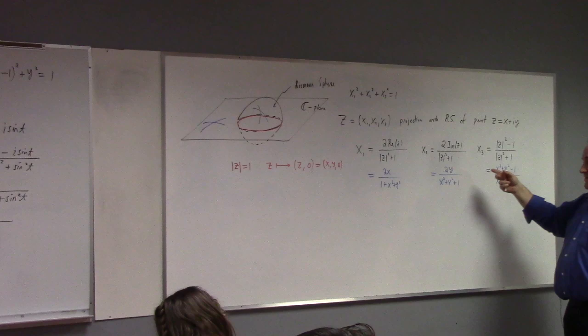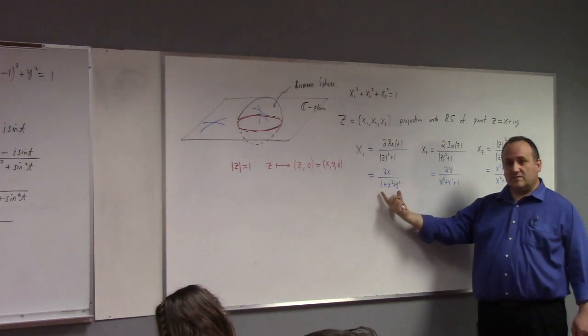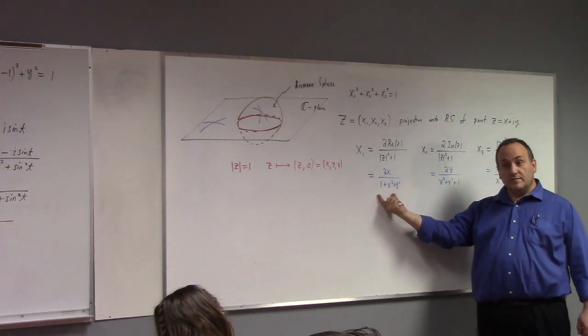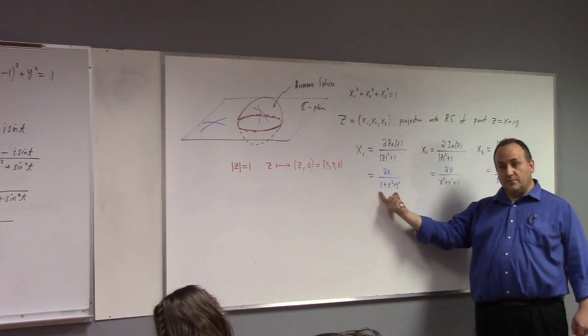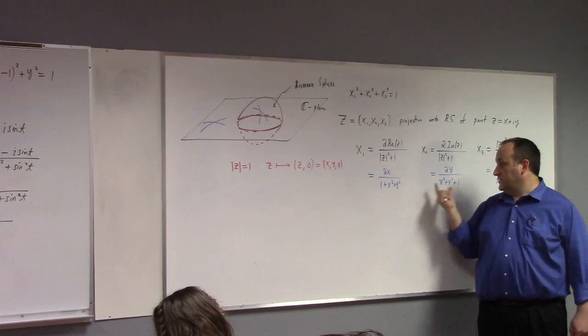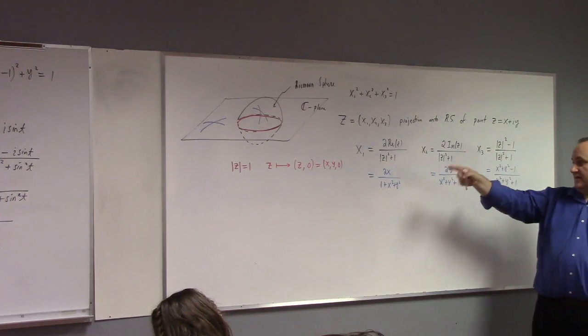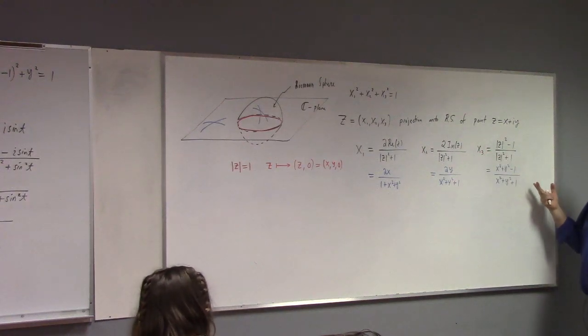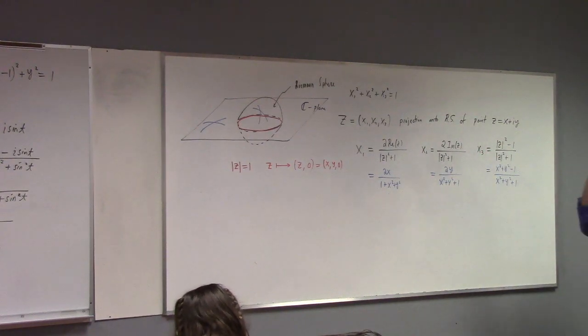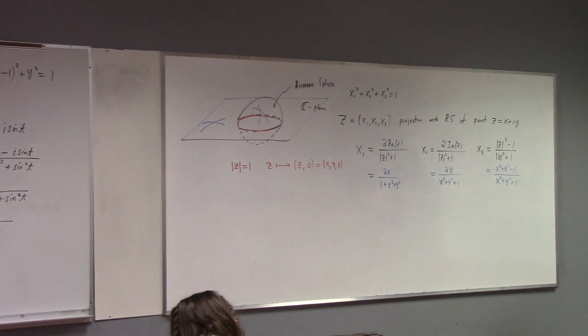Do you see how that goes down here? See how x goes to x? Because if x squared plus y squared is equal to 1, this is 2 over 2, 1. 2 over 2, 1. So we literally get x1 equals x, x2 equals y, x3 equals 0, if the input is the unit circle. What happens, on the other hand, if we're outside the unit circle?